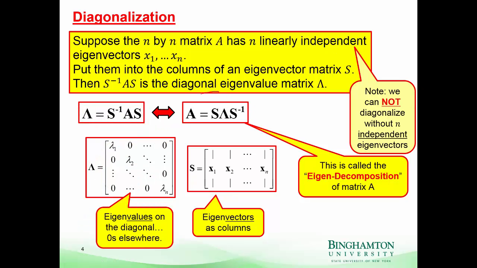And so this decomposition is called the eigendecomposition of the matrix A. And this process is called diagonalizing A. I do this operation to A and I end up with a diagonal matrix. So that's the diagonalization.